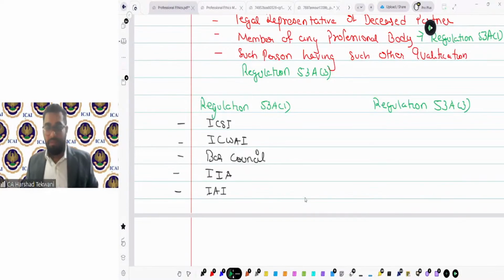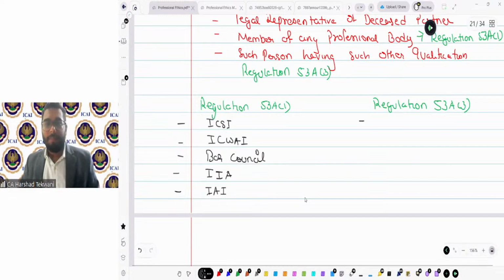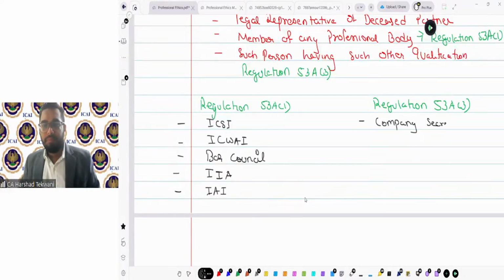Prescribing the qualification. If I say qualification, that is in line with the professional body only. So when I say ICSI, the first qualification is company secretary. When I say ICWAI, it is cost accountant. When I say Bar Council, it is bachelor's in law.